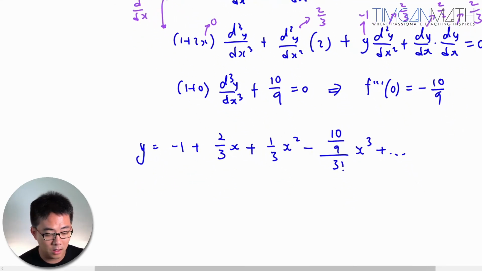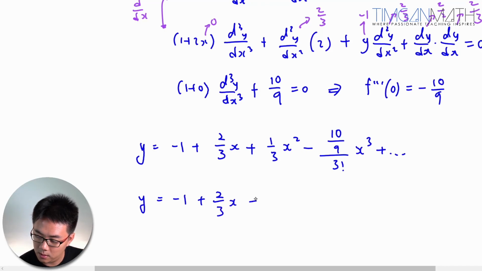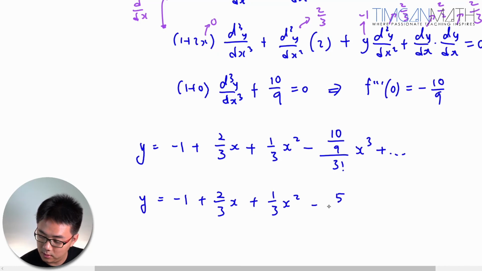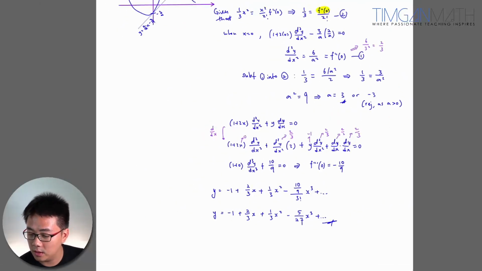In this case, key it into the calculator, and you get y is minus 1 plus 2/3 x plus 1/3 x squared minus 5/27 x cubed. Okay, that's how you do this question here.